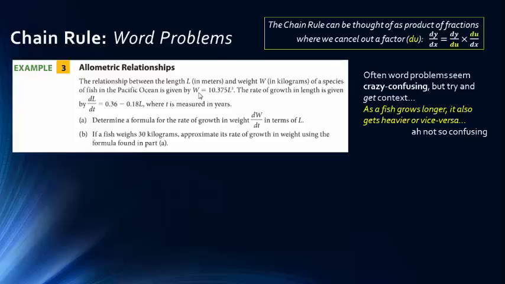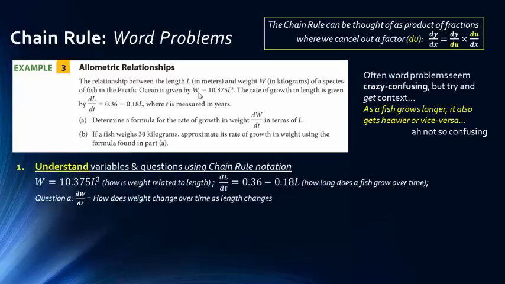So one of the things we want to start doing in problems like this is actually pull the information out. And sometimes just rewriting it out of the paragraphs and words can really help. So understand the variables and questions using chain rule notation. So it tells us that the weight equals 10.375 L cubed.